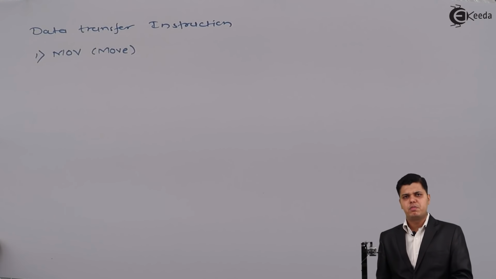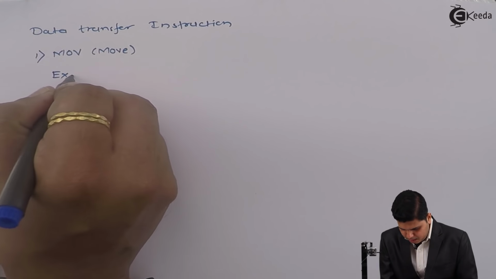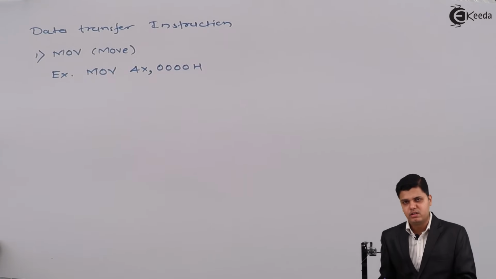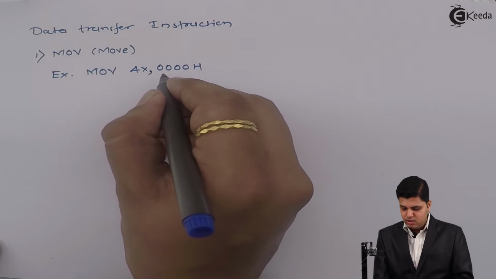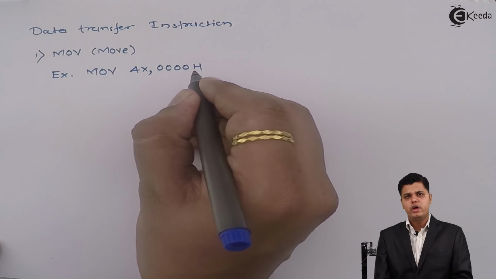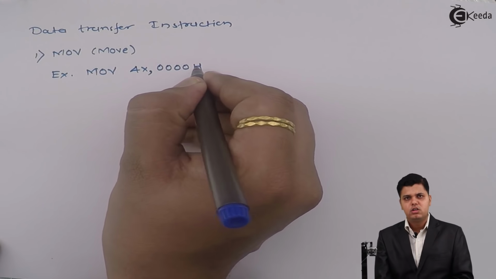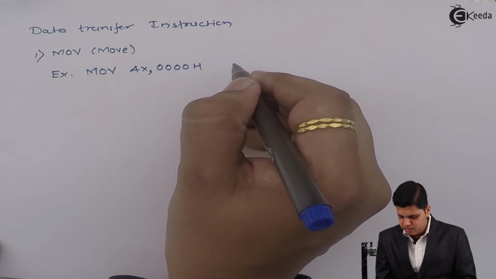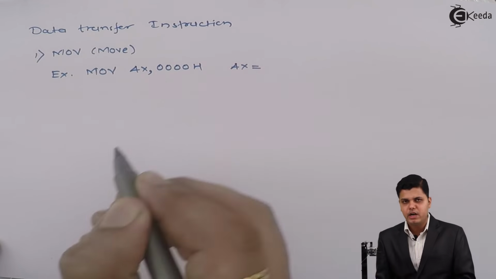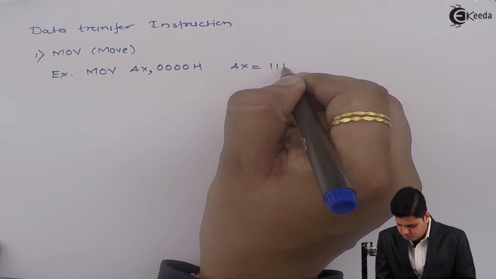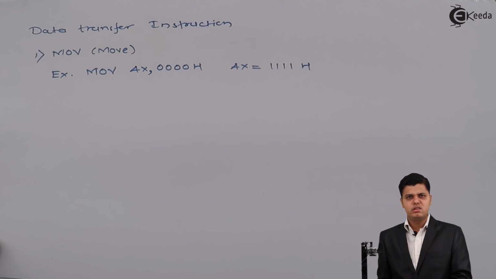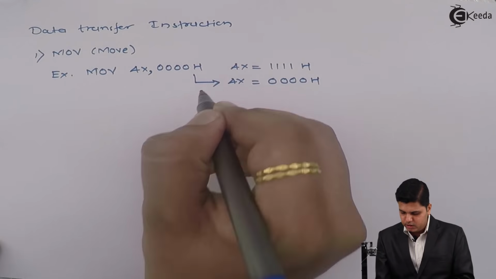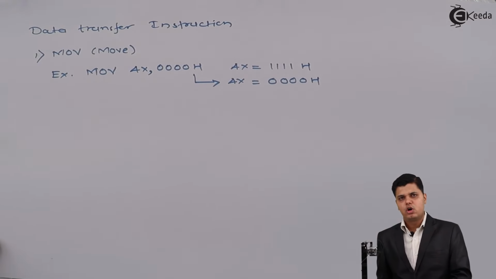Now we will see what operation is performed by this instruction with the help of some examples. The first example I am taking is MOV AX, 0000H. This instruction copies this immediate value, that is 0000, to the AX register. So this is the source operand, and the contents of this source operand are copied to the destination operand. In our case the destination operand is AX. Let's say for example the contents of the register before executing this instruction is 1111 in hexadecimal. After executing this instruction the contents of AX will be modified to 0000H. So the contents of the source are copied to the destination.